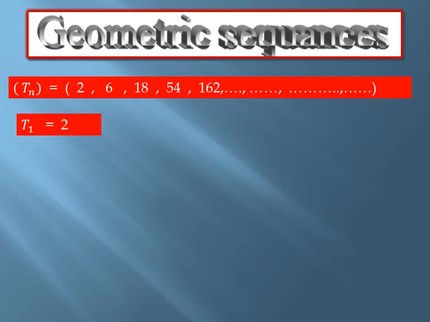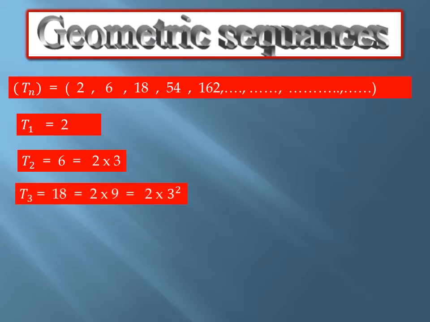Now, T1, the first term, equals 2. T2 equals 6, which equals 2 times 3. 2 is the first term and 3 is the common ratio. T3 equals 18, which is 2 times 9, or 2 times 3 to the power 2. T4 equals 54, or 2 times 27, or 2 times 3 to the power 3.